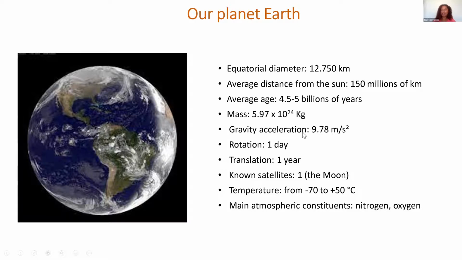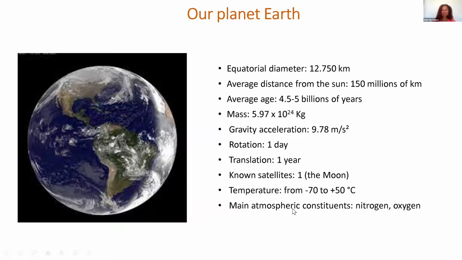Its mass is around 6 times 10 to the 24th kilograms. The gravity acceleration is 9.78 meters per second squared. The rotation is 1 day, and of course, we are measuring within our own units. We call one rotation of our planet a day. And the translation is the same thing, it's 1 year. We know one natural satellite, which we call the Moon, and the temperature goes from minus 70 degrees Celsius to plus 50 degrees Celsius. And now with the changes we're having in climate, we know that it can get higher than that.